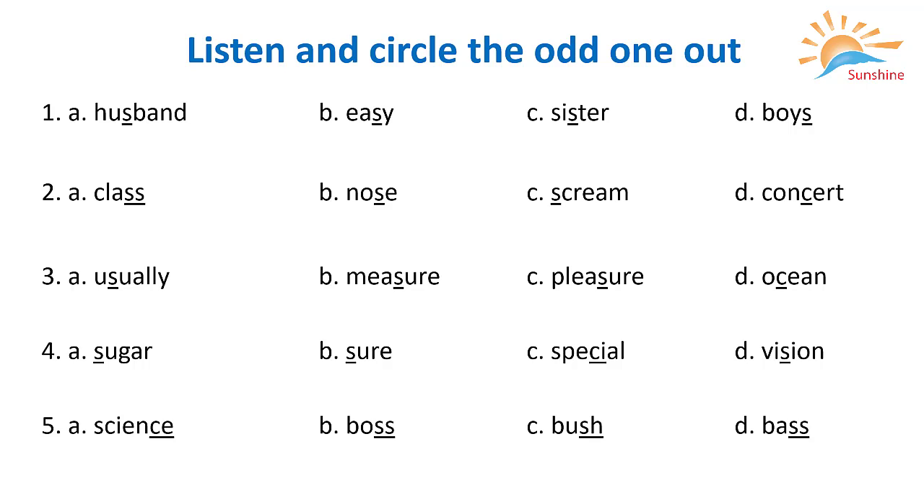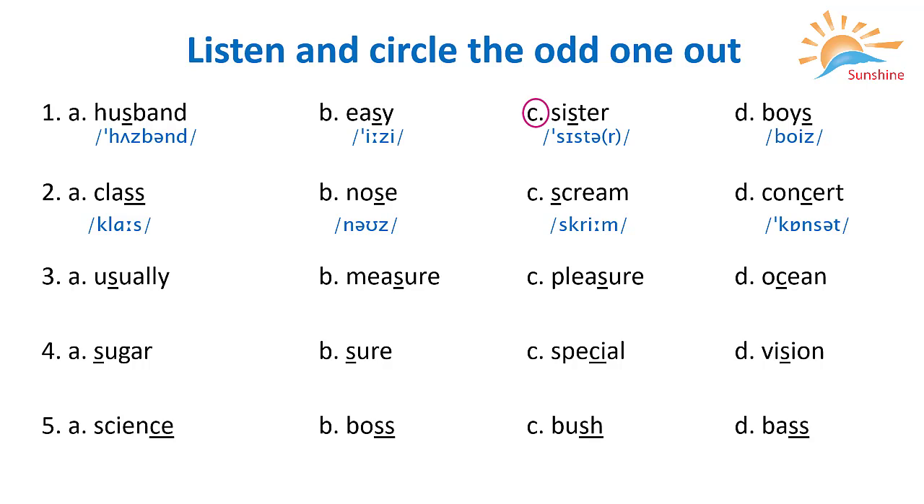Let's see if we can listen and circle the odd one out. Number 1. Husband, easy, sister, boys. It's C, sister, with a S sound. Number 2. Class, nose, scream, concert. It's B, with a Z sound.